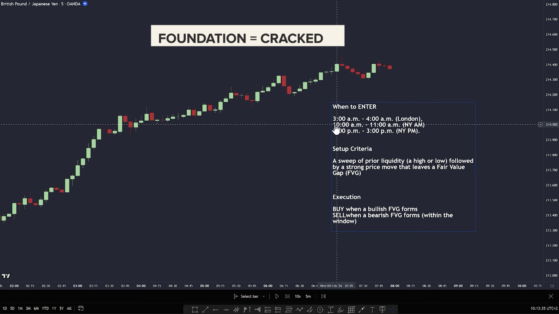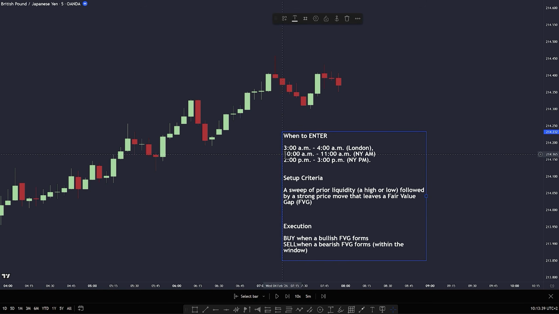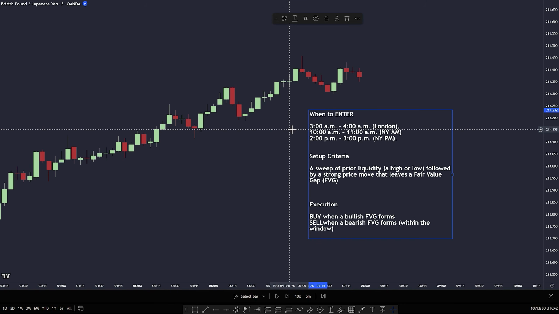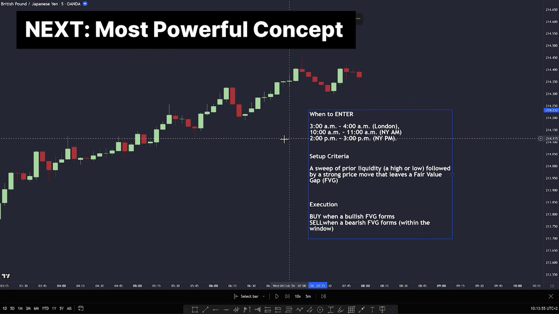On top of that, markets don't obey arbitrary clock windows. A setup at 10:01 works, but 9:59 doesn't. That's not a strategy. That's superstition with a schedule. D tier. Okay, enough disappointments. Let me show you the single most powerful concept in all of smart money trading.